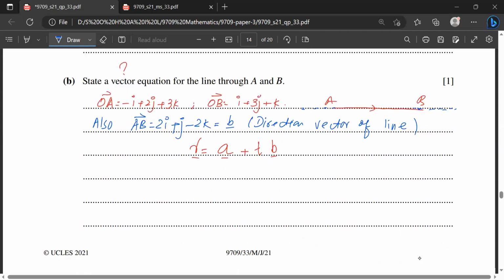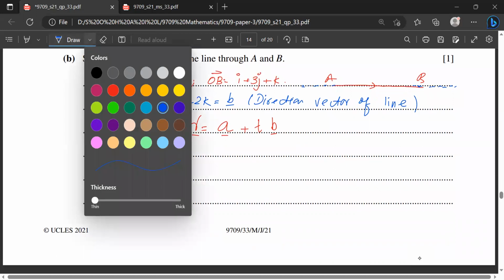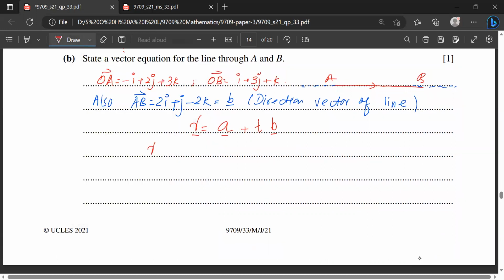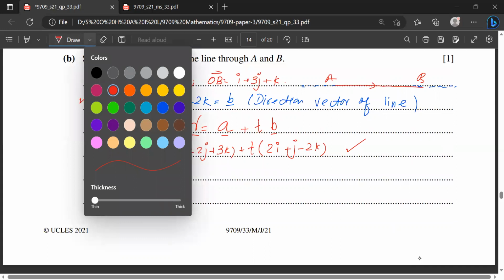So finally the answer is r equals a, the point position vector. It can be any point; it can be A, it can be B. Let us use minus I plus 2J plus 3K plus parameter t times the direction vector, which we already have from the previous working, 2I plus J minus 2K. So this is the answer to this part. This is the vector equation of the line.